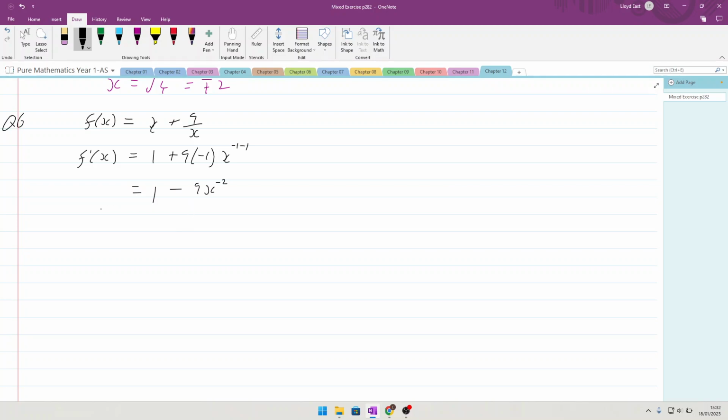And then they want us to solve for when f dash of x is equal to 0. So we can say that 0 equals 1 minus 9x to the minus 2. So let's say 9x to the minus 2 is equal to 1, leaving us 9 is equal to x squared, by the time we multiply that out and up. So we end up with x is equal to plus or minus 3, i.e. the square root of 9.